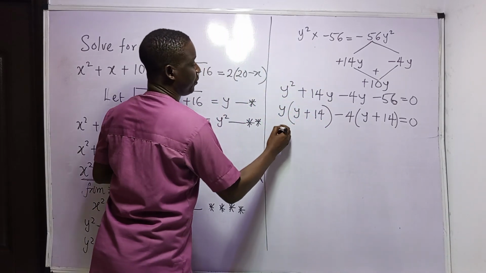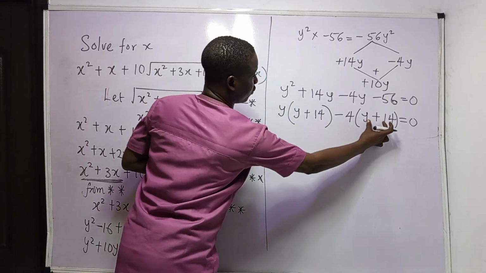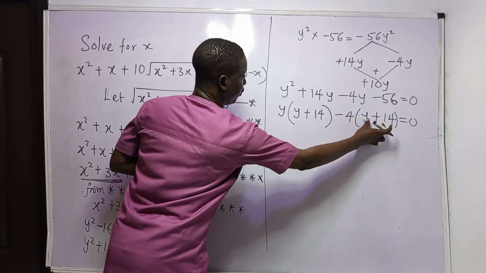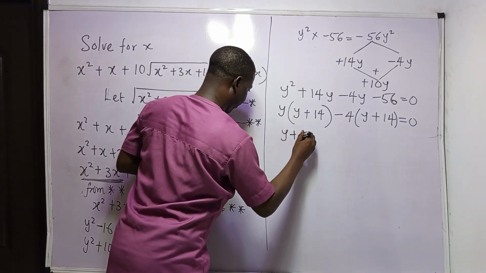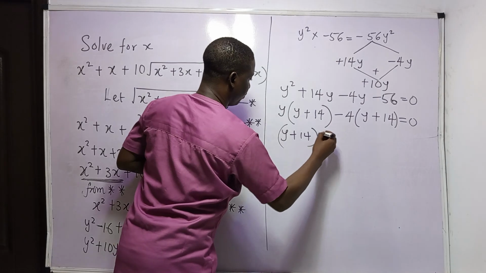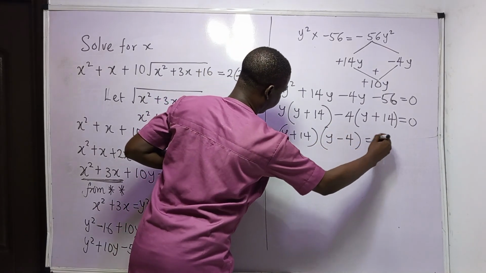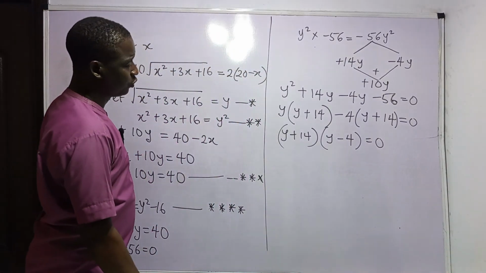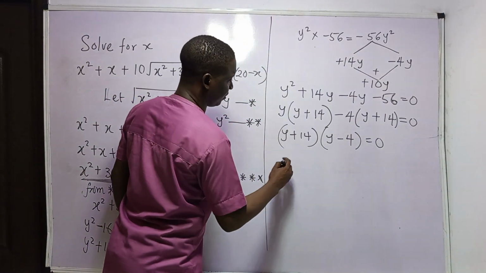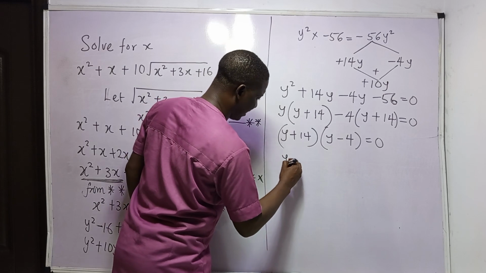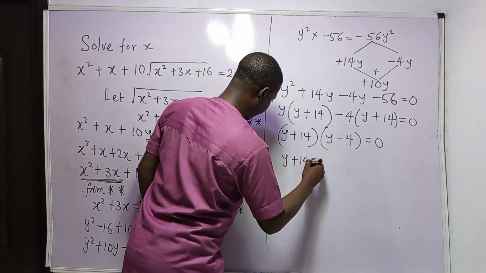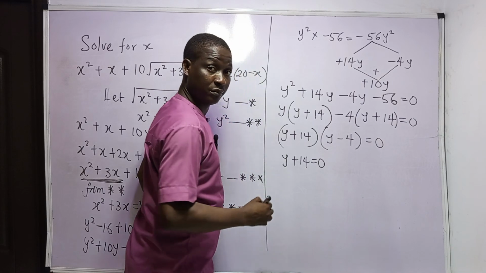So we factorize further. Y plus 14 is common on both sides. So bring it out. Y plus 14 into bracket, then y minus 4 equals 0. Now, having done that, what we're going to do now is make y the subject of the formula. So y plus 14 equal to 0.